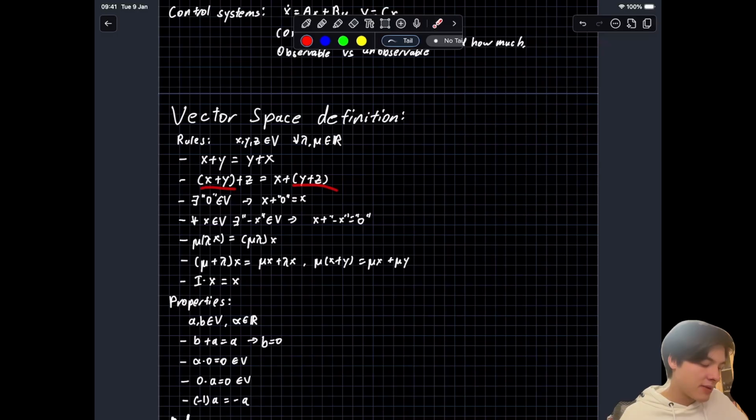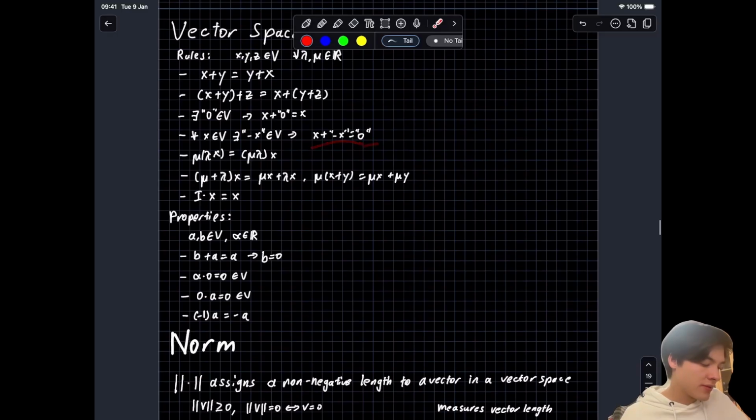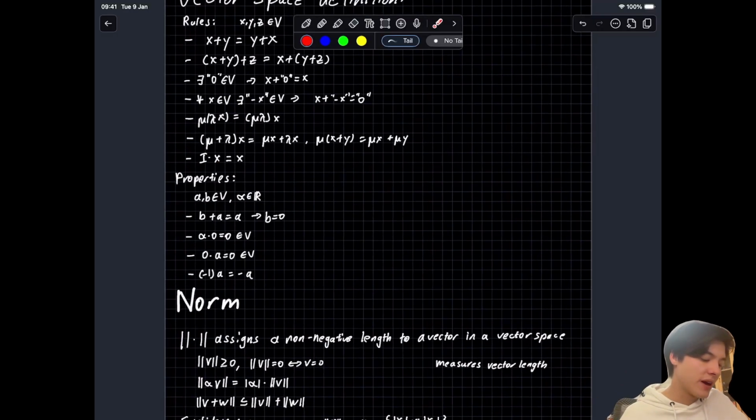It should be the same. We have a 0 element that's inside the vector space. So any vector x plus 0 should give us x. We need an x where we can have a minus x such that it equals the 0 element. If we scale it, it should be like this, and there are different rules that apply. So this needs to apply for it to be a vector space.